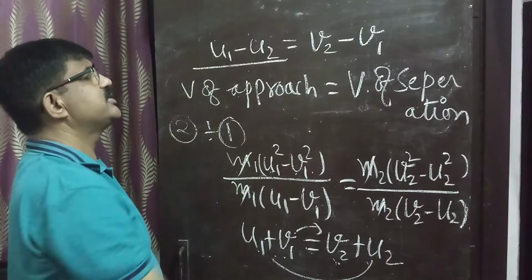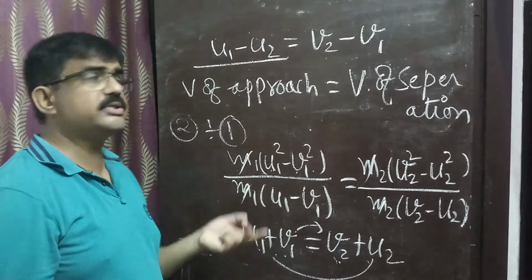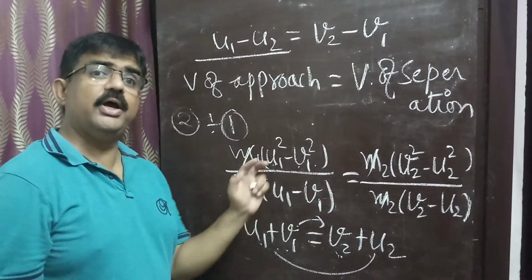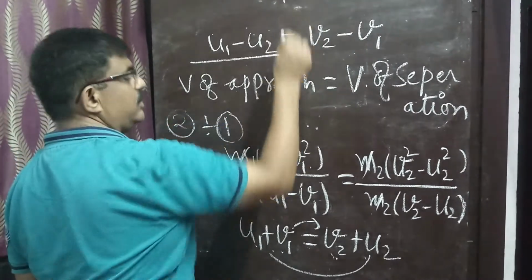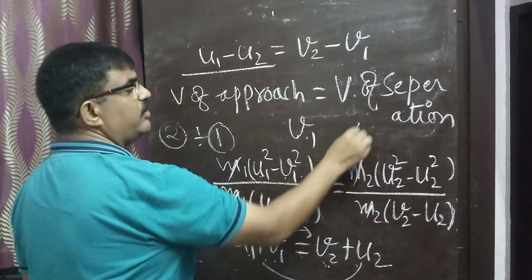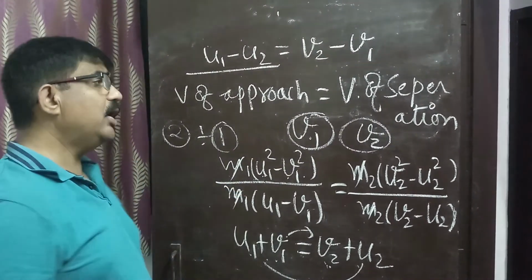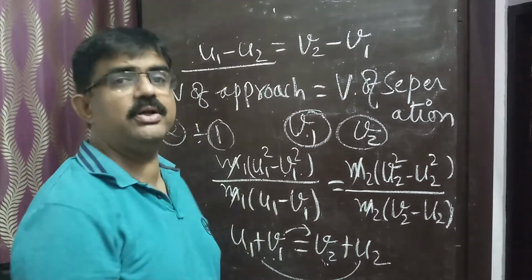It is asked in examination: prove that in one dimensional elastic collision velocity of approach is equal to velocity of separation. And in the next video we will calculate the velocities v1 and v2, meaning velocities of the two bodies after collision. For that we will apply this equation as well as equation number 1.